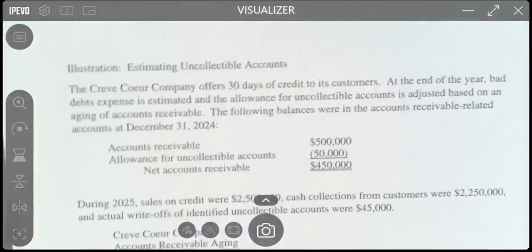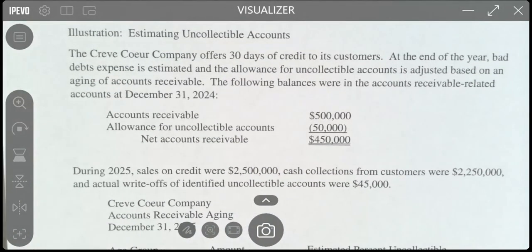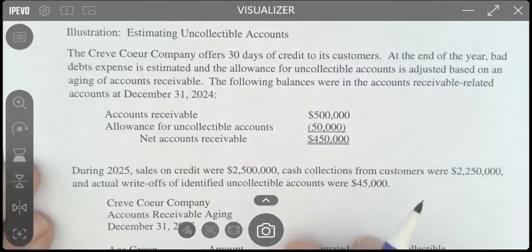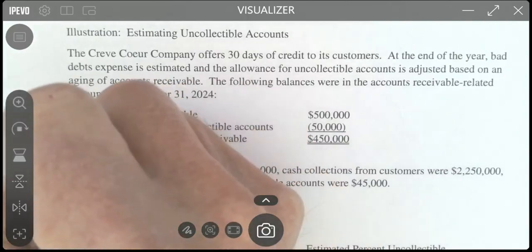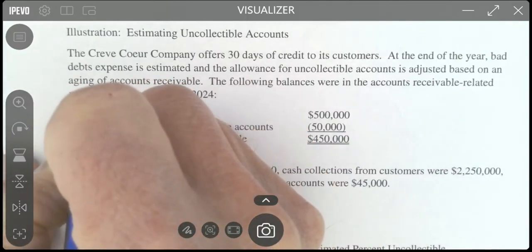Right, and here it is. The Creve Coeur Company offers 30 days of credit to its customers. At the end of the year, bad debts expense is estimated and the allowance for uncollectible accounts is adjusted based on an aging of accounts receivable. You'll see an aging schedule in a moment. The following balances were in the accounts receivable related accounts as of the end of last year. So this is also the beginning of the current year, 2025.